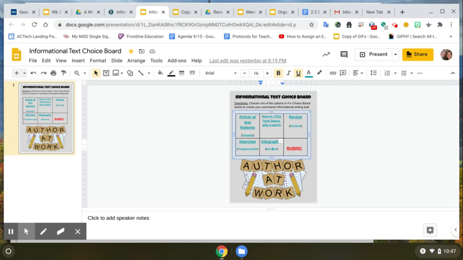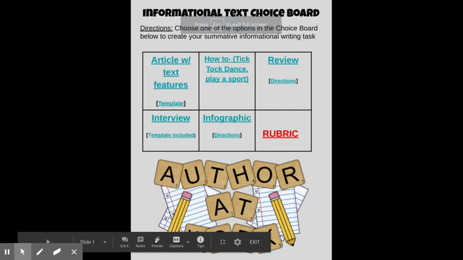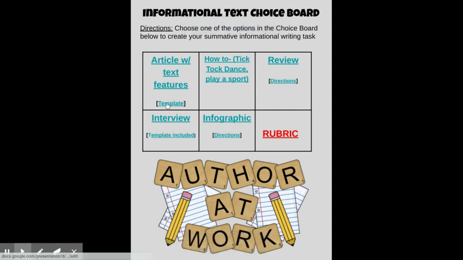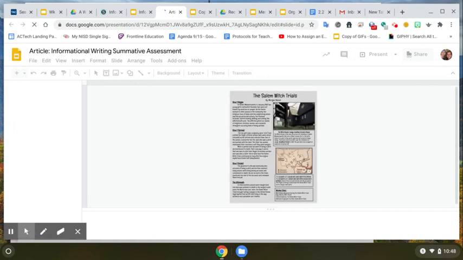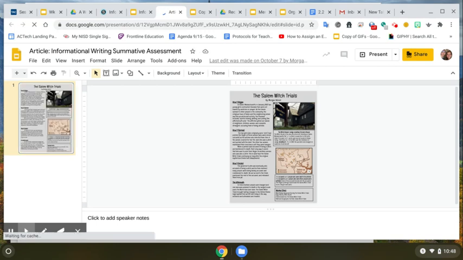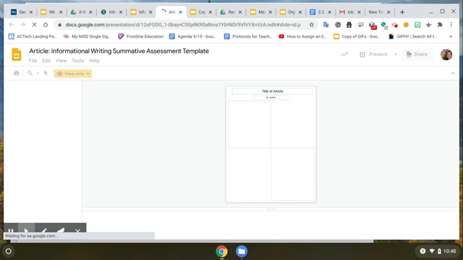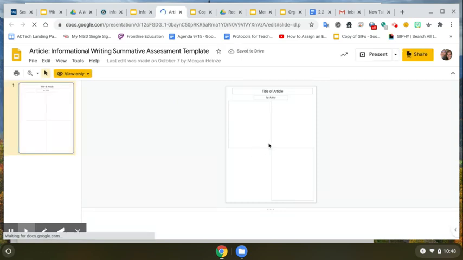So each of the items here on the choice board will provide you with an example. Okay, so be sure you go over those. You have an article with text features, and the example in here was on the Salem witch trials. Okay, so remember, you have in here your text features, you have the pictures, you have the maps, you have the captions. So if you end up selecting this because it interests you, click on the template, okay? And there is a template already created for you.